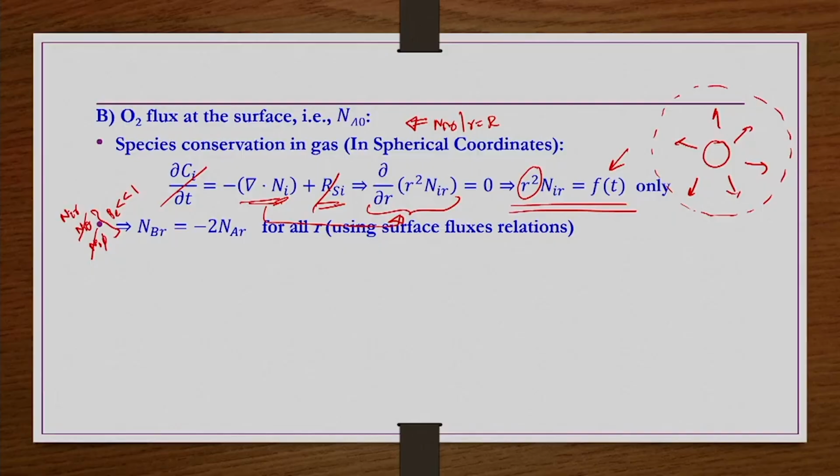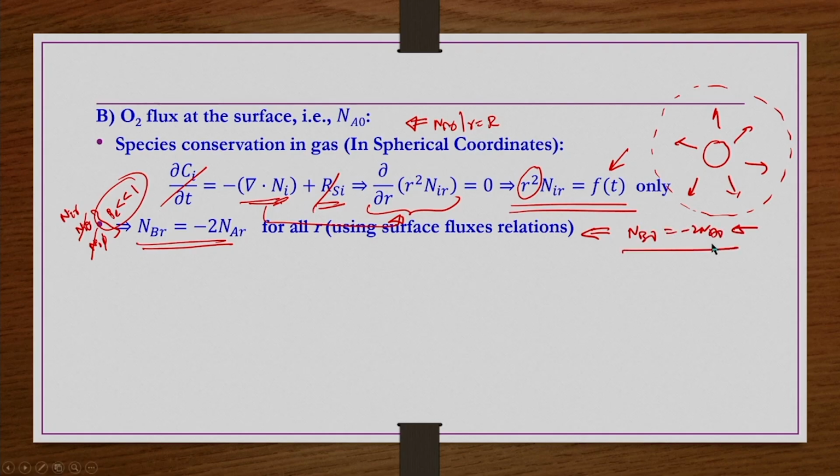Further, we understood in the previous slide, equation number 5, NB naught is equal to minus 2 NA naught. So obviously NBR should be equal to minus 2 NAR for all r. We have done it at the interface, but that is going to be true for all r values because of the very small Peclet number. So NBR should also be written as minus 2 NAR, which is consistent with NB naught equal to minus 2 NA naught.